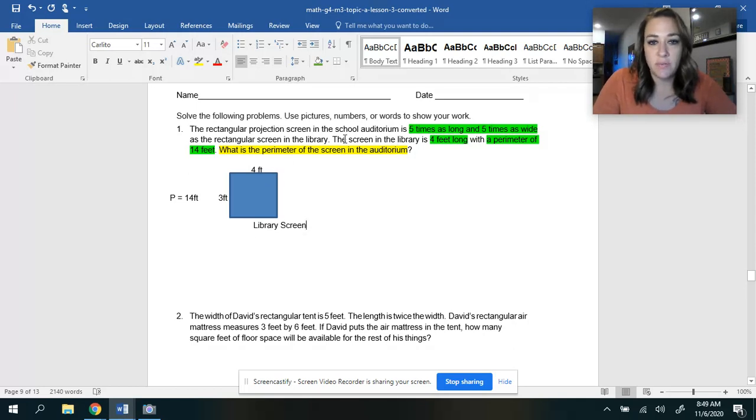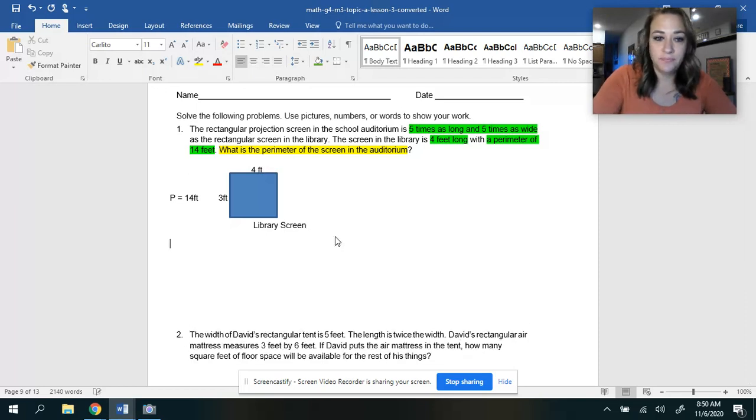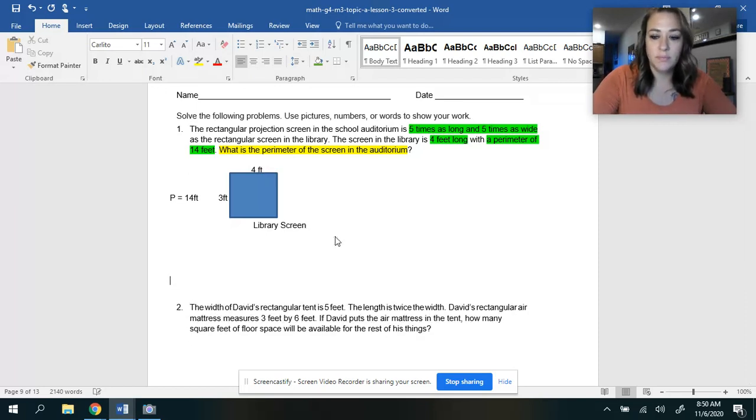Well, let's look back at our question. What did it tell us? It told us that the rectangular projection screen in the auditorium is 5 times as long, 5 times as wide. So think about that for a second. If something is 5 times as long, then we need to multiply it by 5. Okay? So if the length of my library screen was 4, and I multiply that by 5, I'm going to show my work down here. So if I take 4 and multiply that by 5, what does that give us? 4 times 5 is 20.